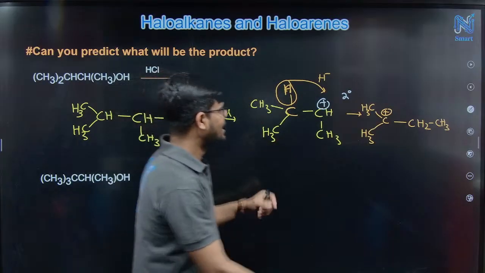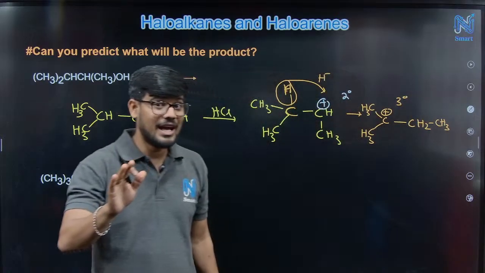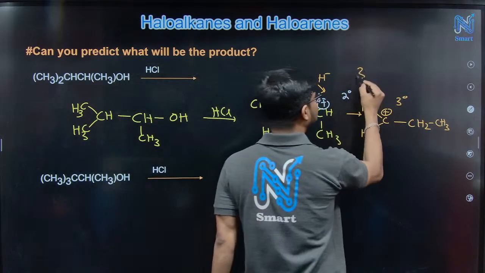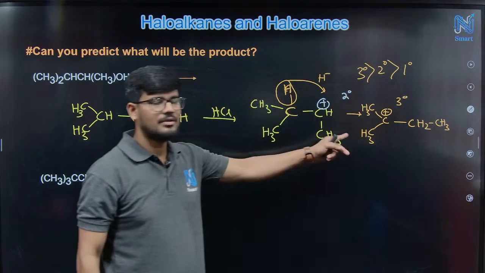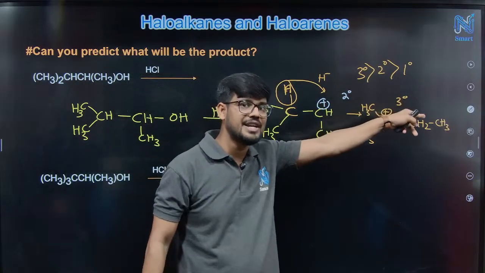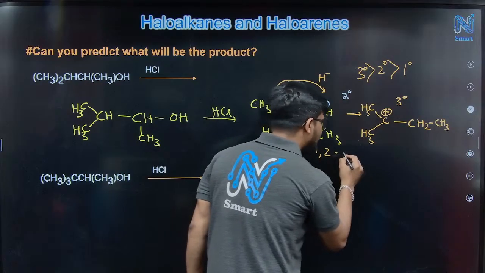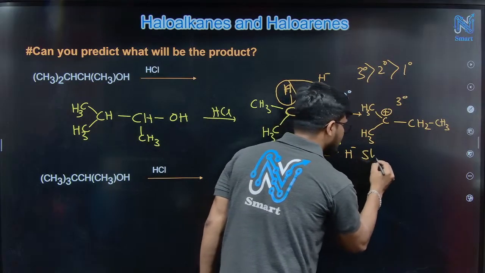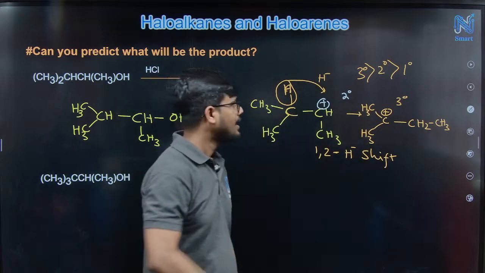So that means here what is the degree here? 3 degree. I always said 3 degree carbocation is more stable than 2 degree and then 1 degree. So here this reaction has opportunity to convert 2 degree carbocation into 3 degree. So that's why here 1,2 hydride H minus shift is happening, and here carbocation is there.